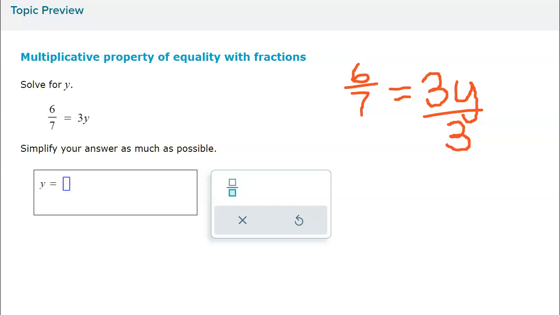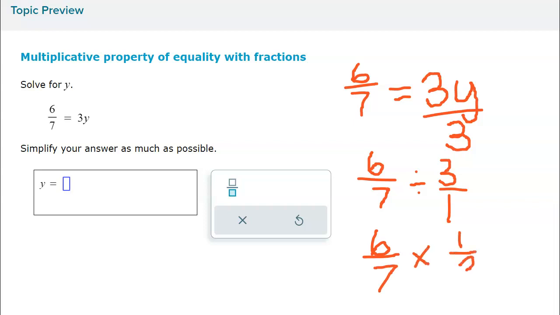Now when you divide by 3, we're going to have 6/7 divided by 3. So I'm going to go ahead and write that down here. 6/7 divided by 3. I'm going to make 3 into a fraction. Remember, when you divide fractions, you're actually multiplying by the reciprocal. So 6/7 times 1/3. So we're going to multiply by the reciprocal, since division is multiplying by the reciprocal. So we can go ahead and do that.